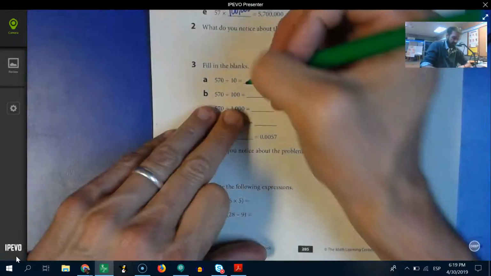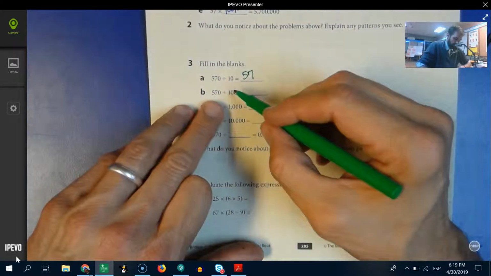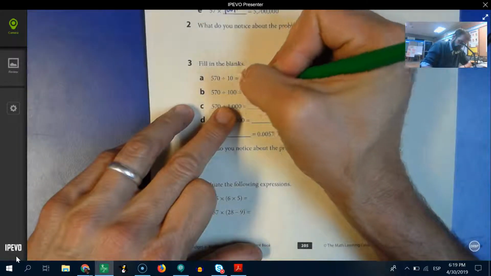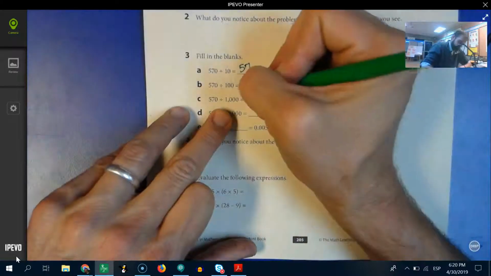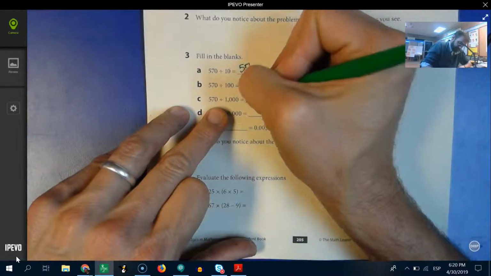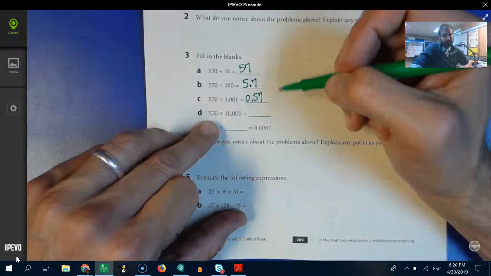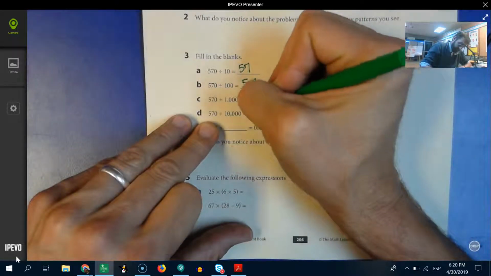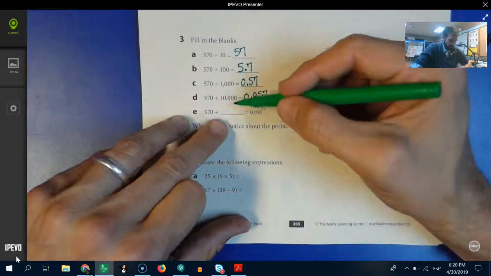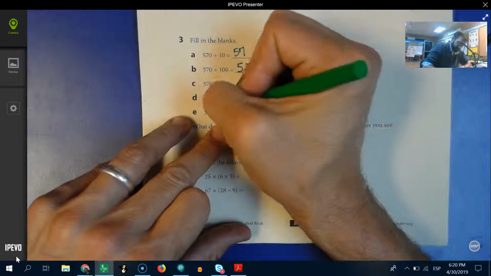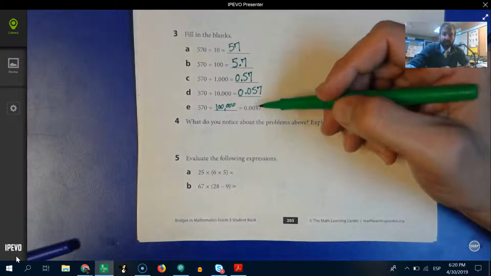Fill in the blanks. 57 divided by 10 is, or sorry, 570 divided by 10 is 57. 570 divided by 100 is 5 and 7 tenths. 570 divided by 1,000 is 57 hundredths. 570 divided by 10,000 is 57 thousandths. 570 divided by 100,000 is going to give me down to 57 ten-thousandths.